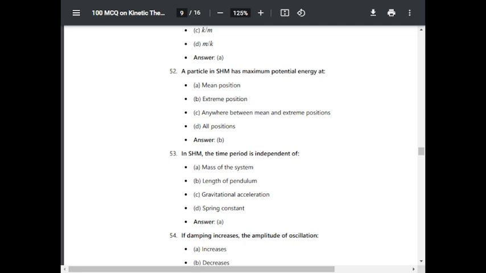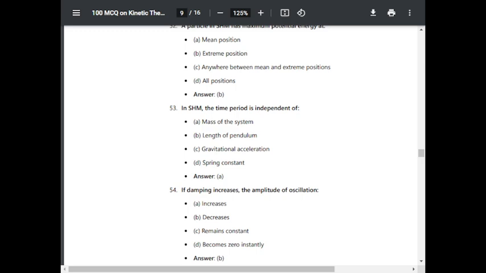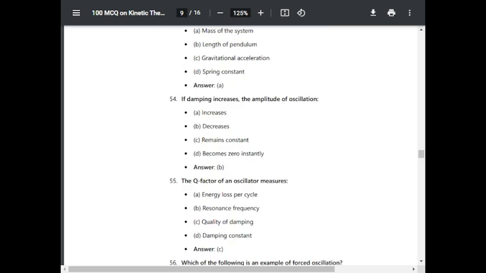Question number 53. In SHM, the time period is independent of: option A, mass of the system; option B, length of the pendulum; option C, gravitational acceleration; option D, spring constant. The correct answer is A, mass of the system. In SHM, the time period is independent of mass of the system. Option A is correct.